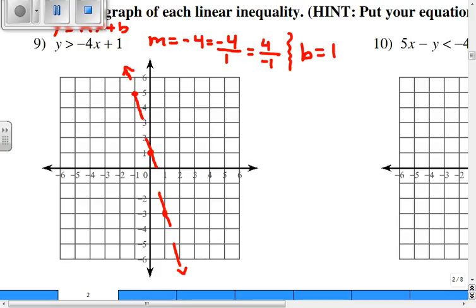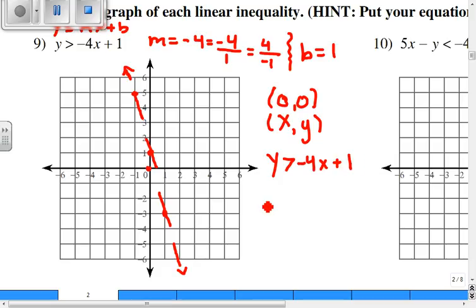Okay, it does not go through the point 0, 0, so I can use 0, 0 as my test point. Okay, so I have an x and a y value. So let's see, y is greater than -4x plus 1. Well, 0 is greater than -4. My x value is 0. Is 0 greater than 0 plus 1? Is 0 greater than 1?